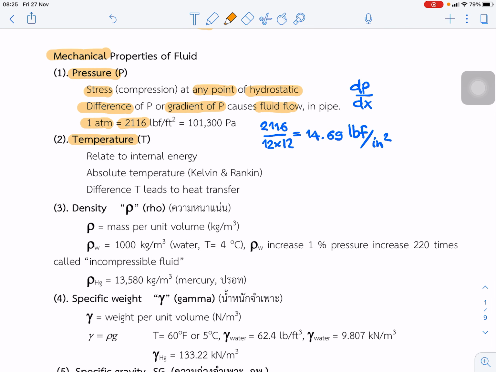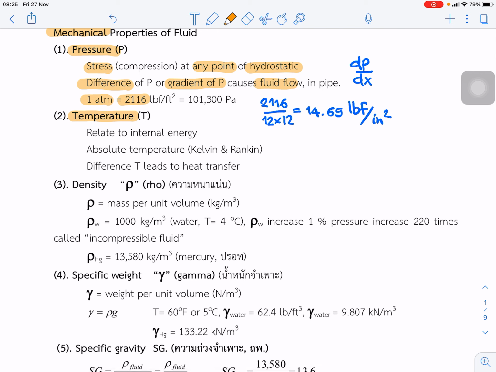The next parameter is temperature, related to internal energy, and we use absolute temperature in terms of Kelvin and Rankine. Degree Kelvin or degree Rankine. So we can convert degree Rankine, which is equal to Fahrenheit plus 459.69, and for Kelvin we convert from degree Celsius plus 273.16.